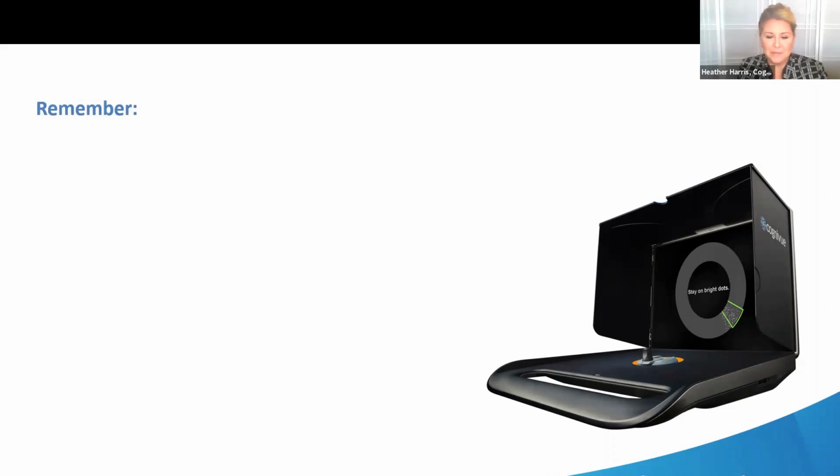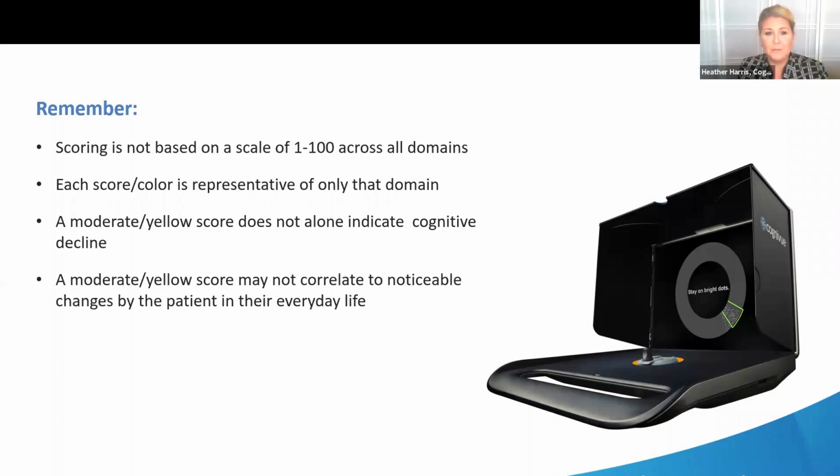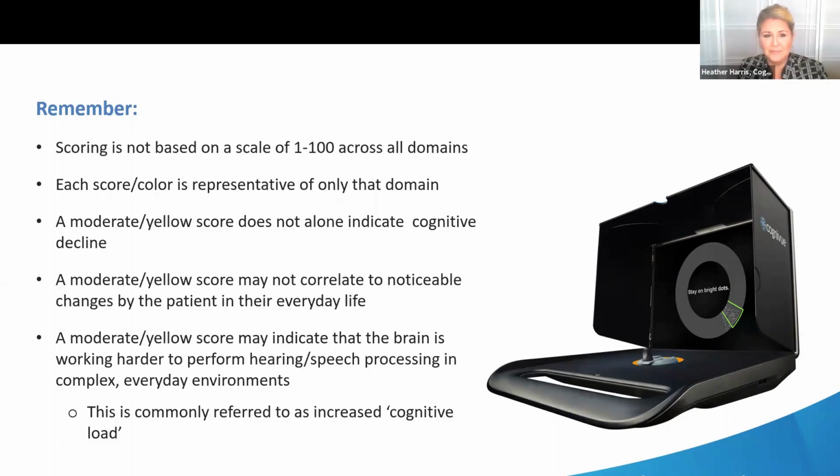Finally, some key points to remember. Scoring is not based on a scale of 1 to 100 across all domains. Each score and color is representative of only that domain. A moderate yellow score does not alone indicate cognitive decline or impairment, and a moderate yellow score may not correlate to noticeable changes by the patient in their everyday life. A moderate yellow score may indicate that the brain is working harder to perform hearing, speech processing in complex, everyday environments, and this is commonly referred to as an increased cognitive load.